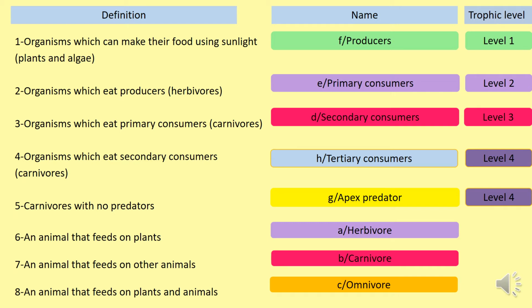You'll notice that the levels stop at level 4. So once we reach a tertiary consumer, at that point we stop going higher than that. And that really reflects something that we're going to cover later in this particular lesson. So what we're going to do now is take the information that's in front of us and spend a good few minutes reproducing it.